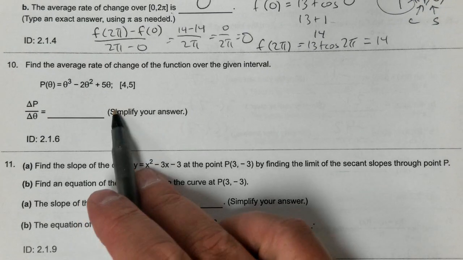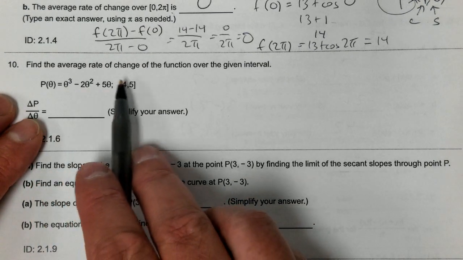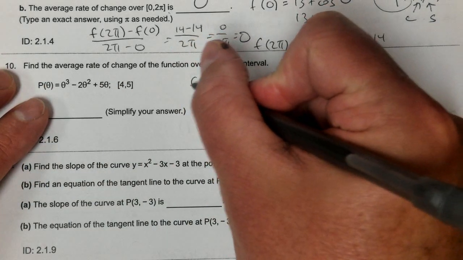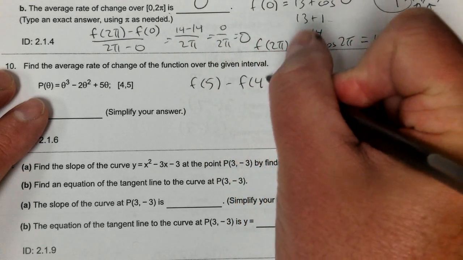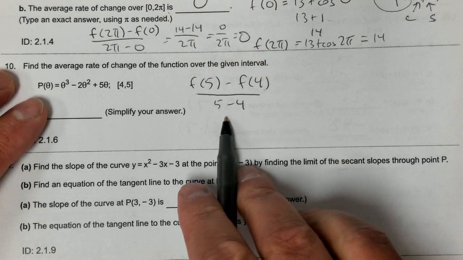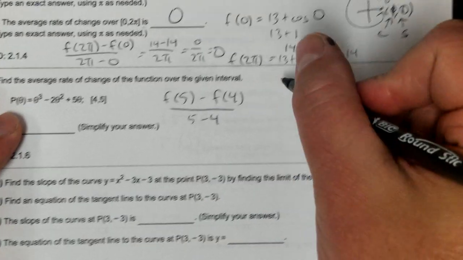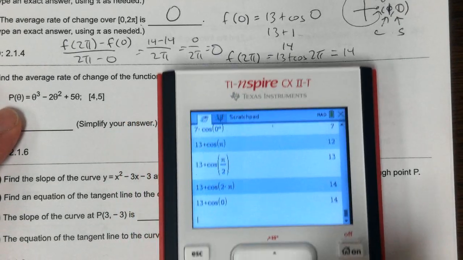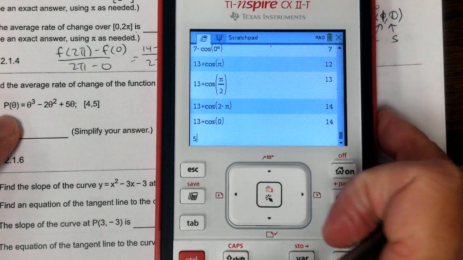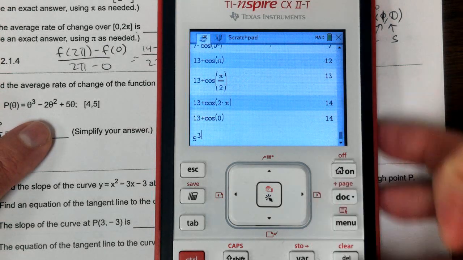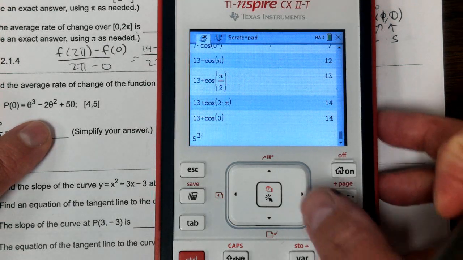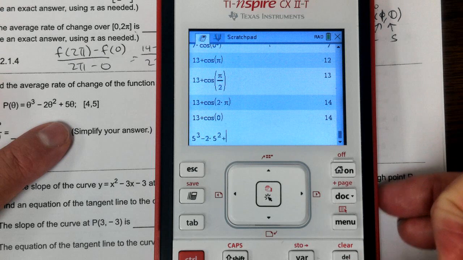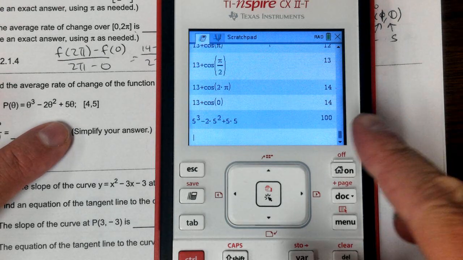Alright, now for this one, we need to plug in 4 for theta and 5 for theta. You're basically doing f of 5 minus f of 4 over 5 minus 4. And so f of 5 would be 5 cubed minus 2 times 5 squared plus 5 times 5. That gives you 100.